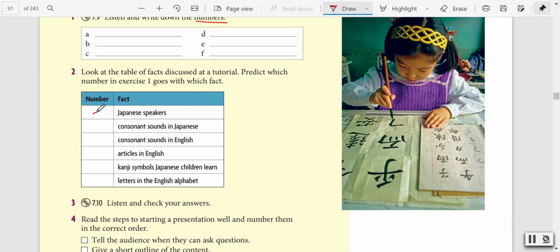I can say that. And for example, consonant sounds in Japanese. I can't say 2 billion. I must say, for example, 150 or 15. Okay, 15 consonant sounds in Japanese. I can't say 1 billion, 1 million, because that's not true.